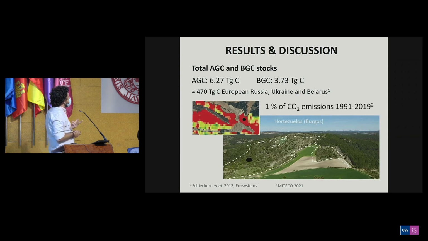These numbers just contributed to sequester 1% of the total CO2 emissions of Castilla y León over the period 1991 and 2019. And this could be explained because there was a huge extension of poorly regenerated areas, mostly in the easternmost part of the study region, which didn't contribute to the total stocks of the region.